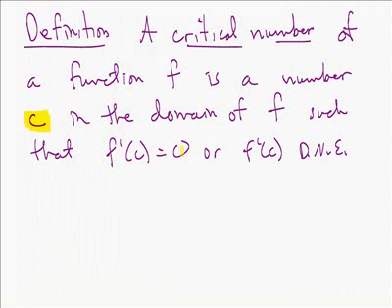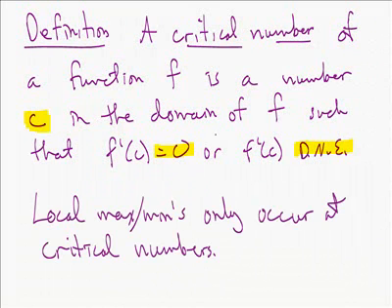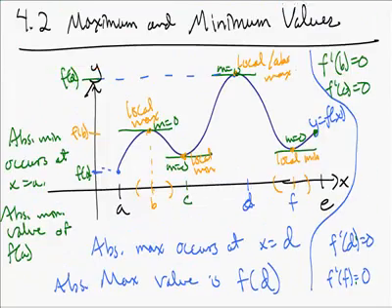So by critical number, what we mean is we need some value c in the domain. That's our critical number, such that either the derivative is 0 at that point or the derivative does not exist. One of those two things has to be true about the derivative. We call that a critical number. And so basically, like it says at the top of page 273, box 6, if f has a local max or min at a point, then that point is going to be a critical number. So local maxes and mins only occur at critical numbers.